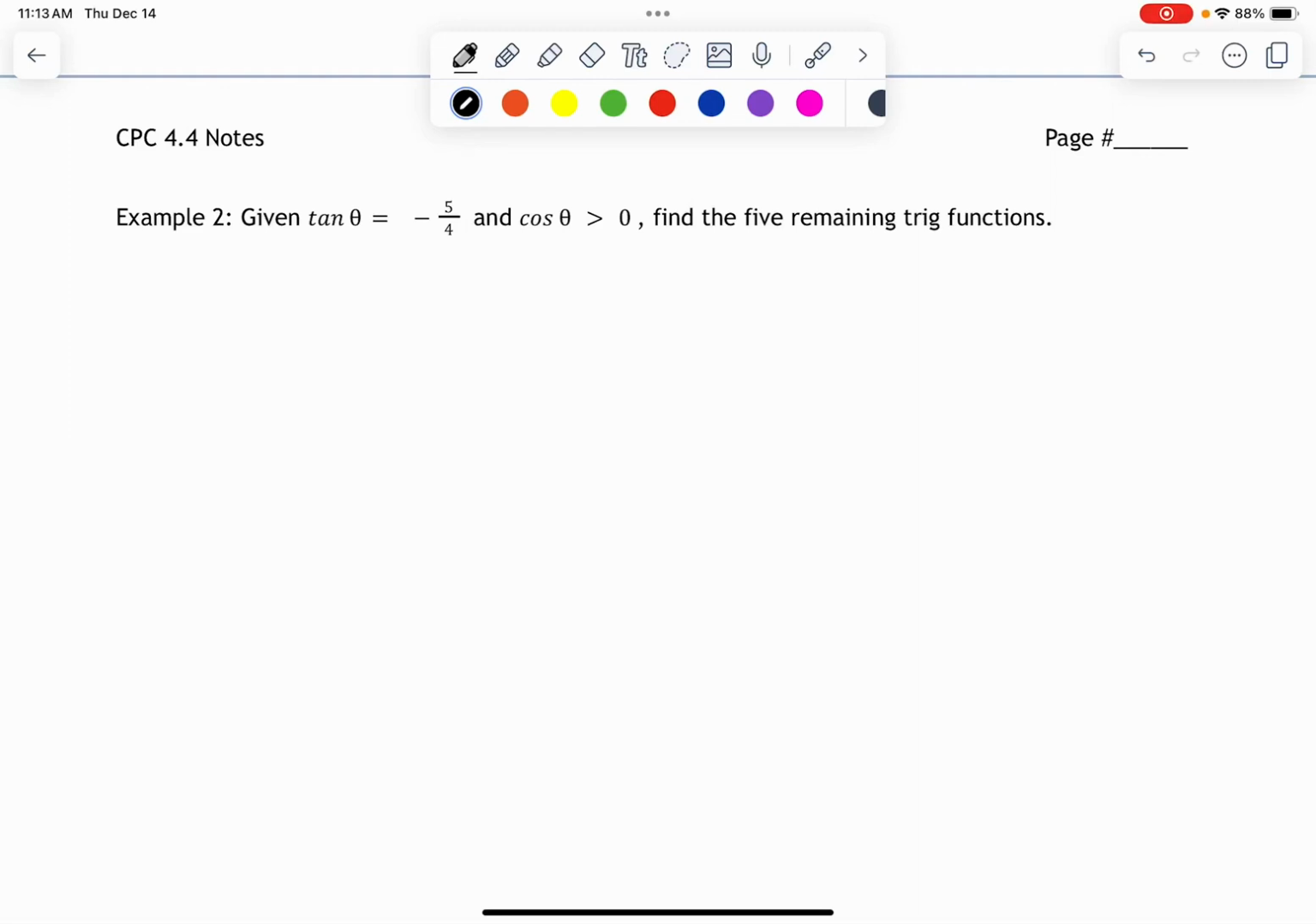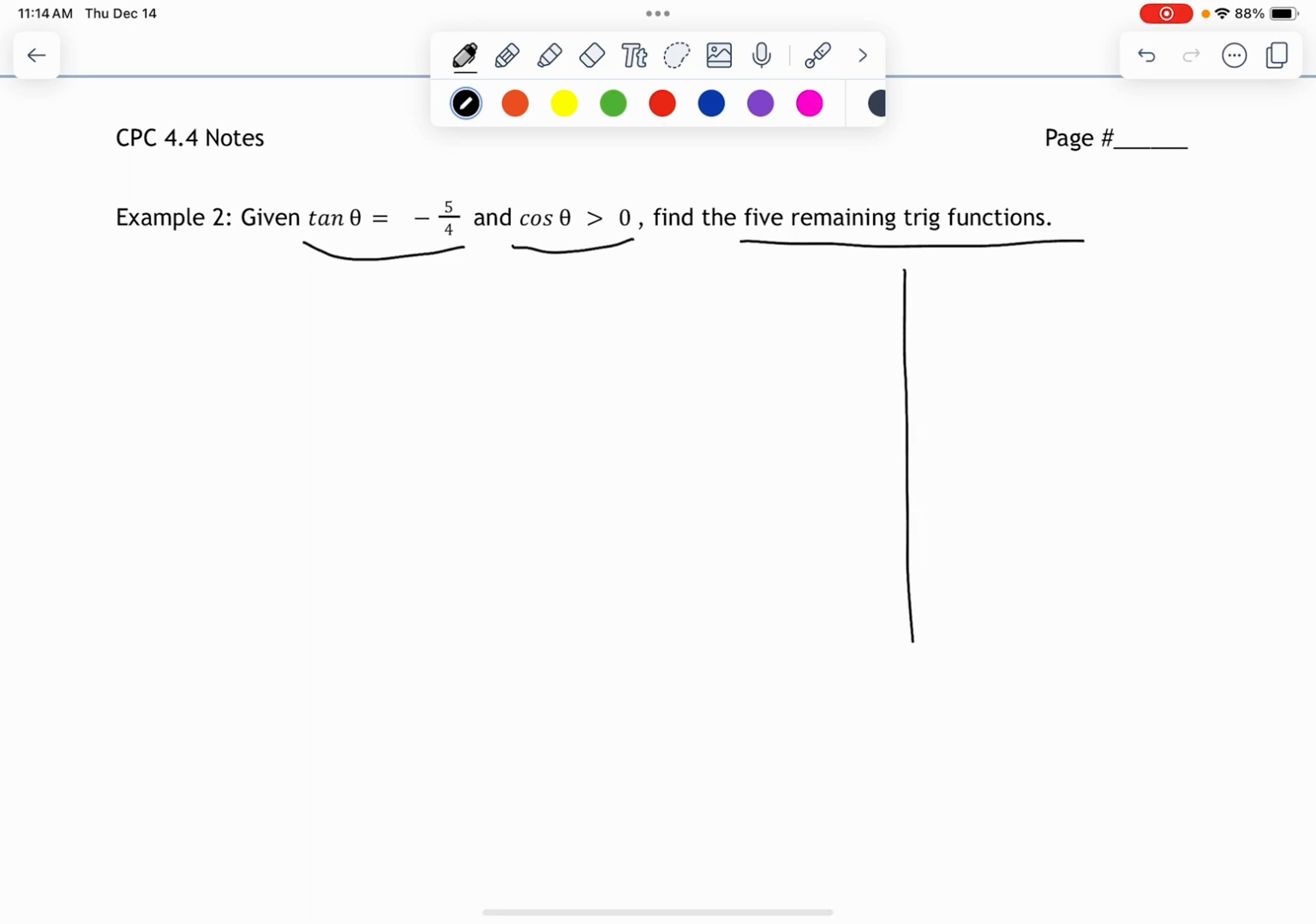Example 2, we are given a little bit more vague information. We don't have a point to plot, but we do have 2 hints of where this angle is going to live. So if I'm going to find trig functions, I want a triangle. I want opposite, adjacent, and hypotenuse sides. I want to be able to plug them into the formulas that I know for the trig functions.